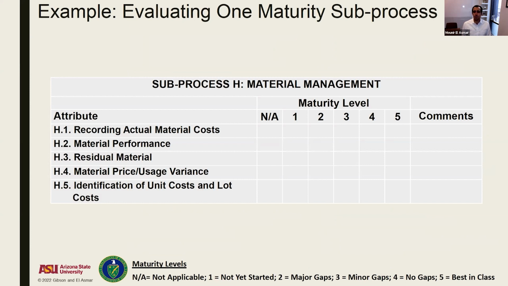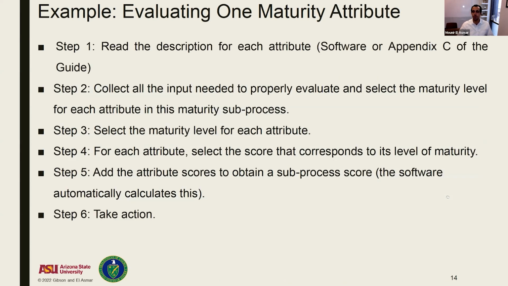Each sub-process will have a table that basically looks like this. It's got all the attributes that belong to the sub-process. Here, for example, sub-process H has material management attributes. There's 5 of them, from H1 all the way to H5. And then we're going to evaluate each one of them according to the details of that particular attribute. Ed will show you an example here in just a minute. We will put an X mark where we feel this particular project is, and then we'll be able to convert that into scores for maturity of our project.